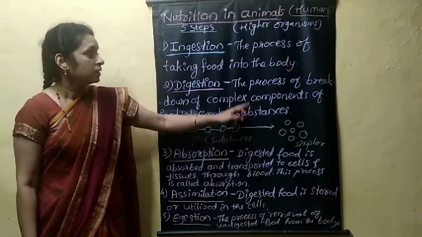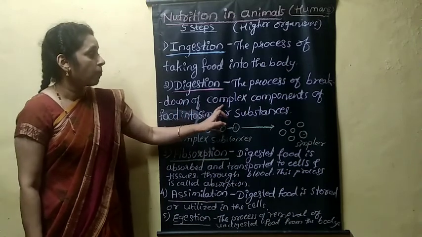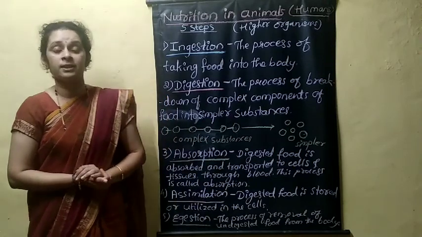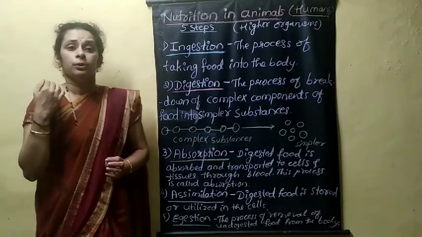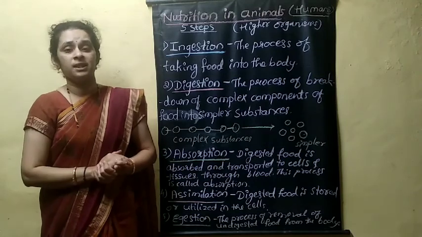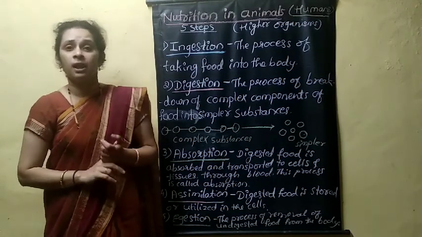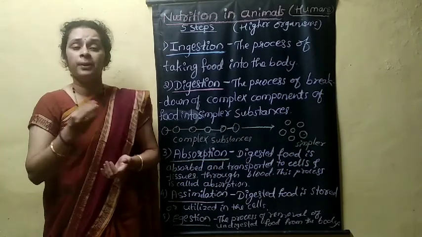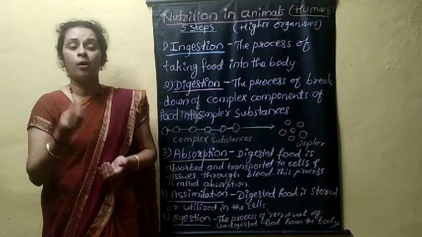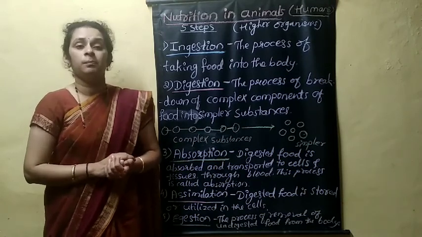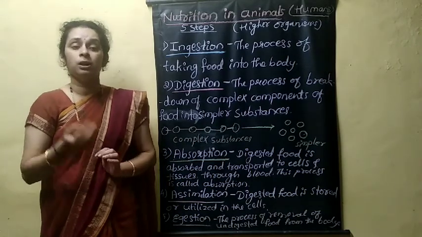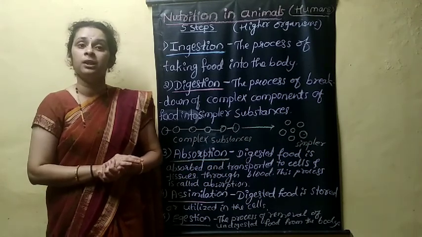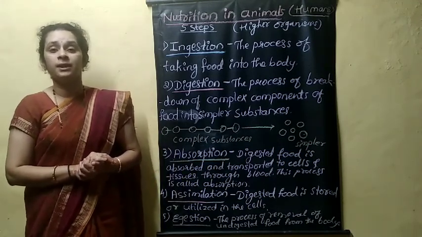What is digestion? The process of breakdown of complex components of food into simpler substances is called digestion. In human beings, there are 2 types of digestion. One is mechanical digestion, another is chemical digestion. Mechanical digestion involves breakdown of food with the help of the tongue as well as teeth. But chemical digestion involves the breakdown of food with the help of chemicals secreted by the different glands in the digestive system.